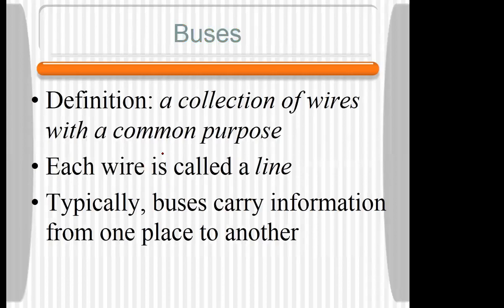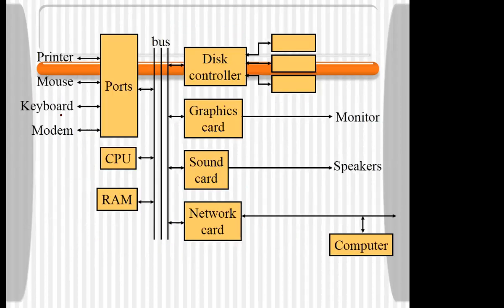So in short, we can say a bus is a collection of wires with a common purpose. But specifically, we're saying it's an electromechanical set of lines which are used to transfer information within the CPU or between the CPU and other devices. And so each wire is called a line. So any wire on the data bus is called a line. So in other words, buses carry information from one place to another. That's like the ordinary buses that we have.